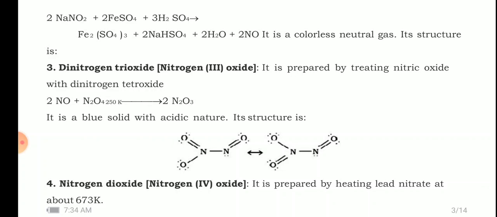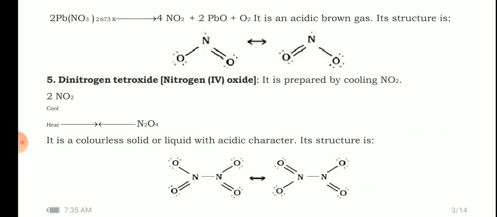Next, number 4 is nitrogen dioxide, where the oxidation state is 4, nitrogen(IV) oxide. It is prepared by heating lead nitrate at about 673 Kelvin. So when lead nitrate is heated at 673 Kelvin, it forms nitrogen dioxide, lead oxide and oxygen. It is an acidic brown gas. Its structure is given below, the Lewis dot structure.